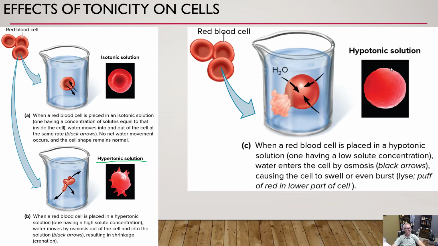Hypotonic solution: you have a higher concentration of osmotic pressure inside the cell compared to the blood plasma. Water's going to rush into the cell to try and dilute the osmotic pressure inside the cell. The cell is going to expand and lyse, or burst.